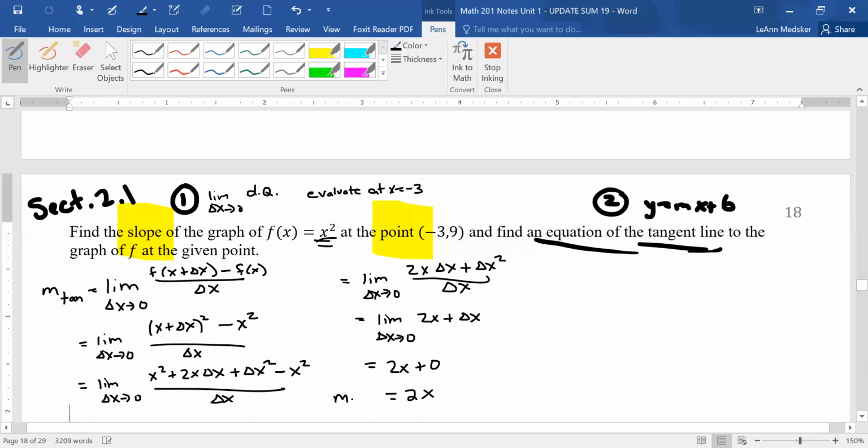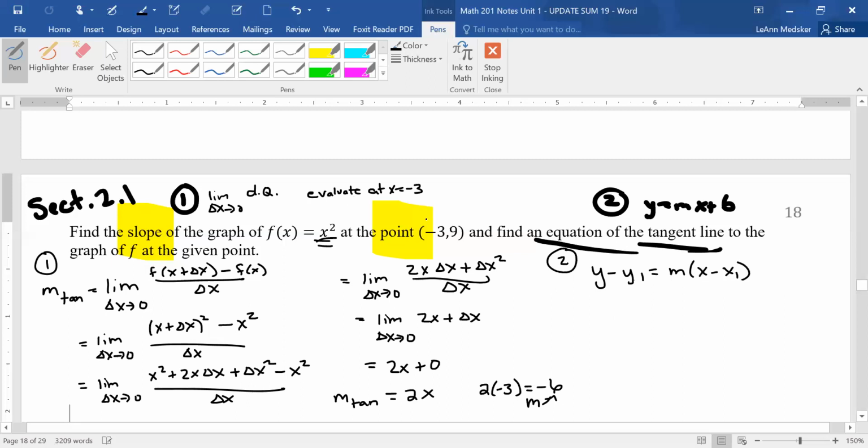Now, this is the slope of a tangent line, but we want the slope of the tangent line at a specific point. So we're going to plug in the negative 3, and the slope that we're looking for our equation is negative 6. So then the last part is something we did in the previous units. It's just how do you find the equation of a line? Specifically, this is the tangent line. Well, we use point slope, so this is part 2. This was part 1. And we use y minus y1 equals m parentheses x minus x1.